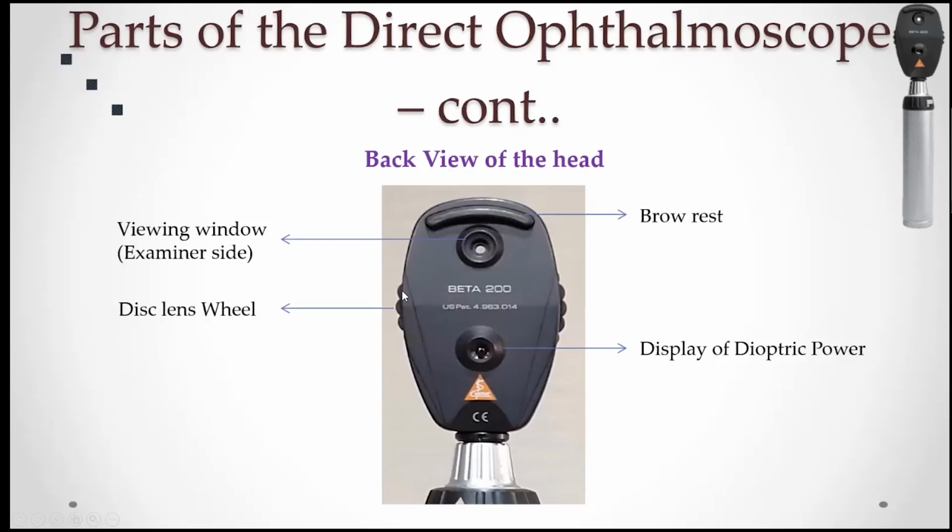And here is the disc lens wheel, which can be accessed. It has lenses of different powers, ranging from plus 40 diopter to minus 35 diopter according to the model. And there is a display to show the selection of the disc lens which you have selected.